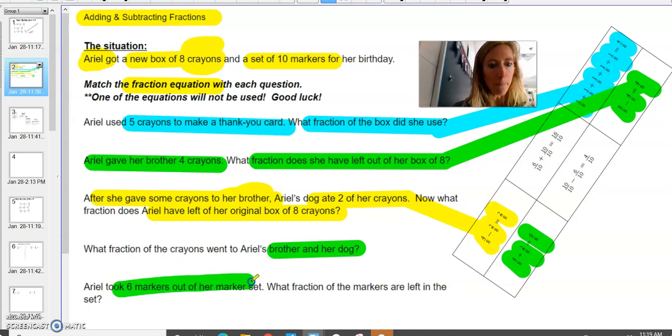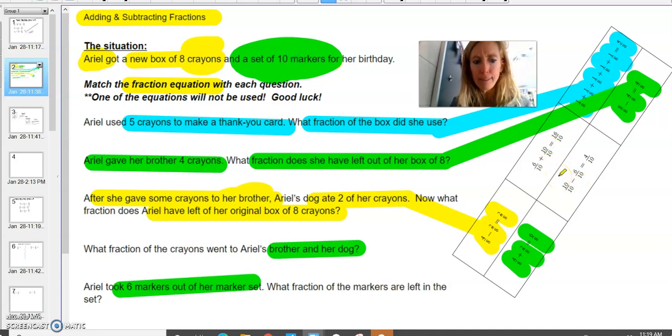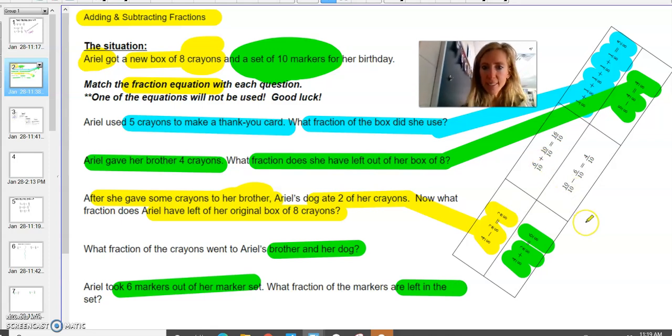Ariel took 6 markers. Oh gosh, now we have to think in this. We're not in eighths anymore, we're in tenths, which is why both these equations are in tenths. She took 6 markers out of her marker set. What fraction of the markers are left in the set? Which one are you gonna go with, guys? In 5, 4, 3, 2, 1, boom!